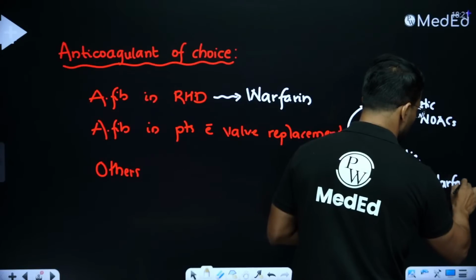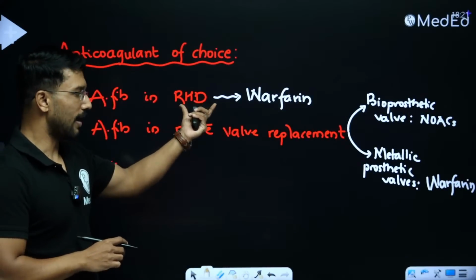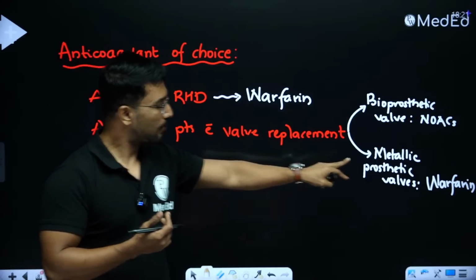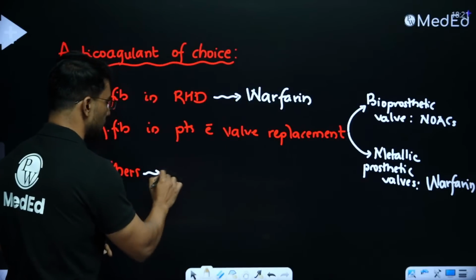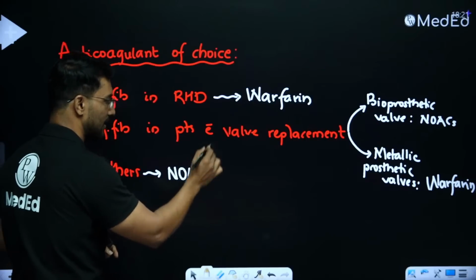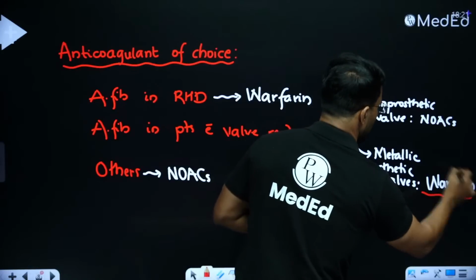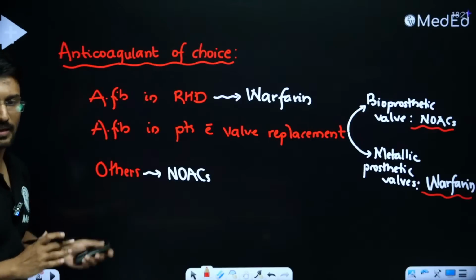So now tell me, in what all conditions are we using warfarin as an anticoagulant? We are using it for all RHD patients, and those who have undergone valve replacement with metallic valves. For every other patient, preferred agents will be newer oral anticoagulants or direct acting oral anticoagulants. So there is a potential that they may ask these parameters in the upcoming MCQ, so please remember this.